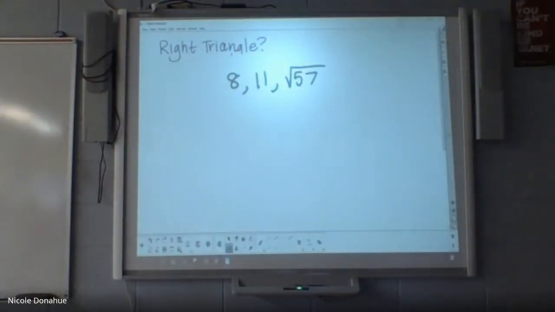Number 57, not 52. No, you're okay. You have to square 11 though. And when you square this, it just becomes 57. And then 11 squared, you figure that out. That worked better.